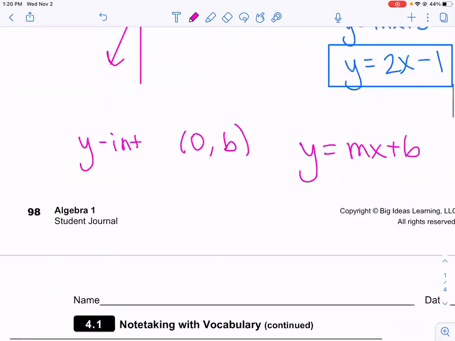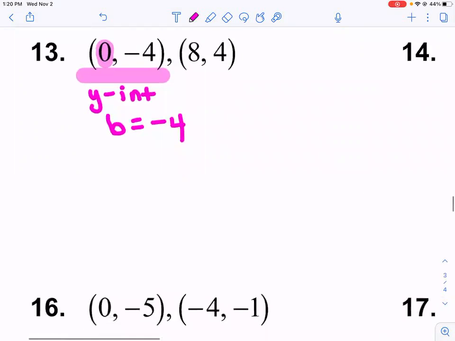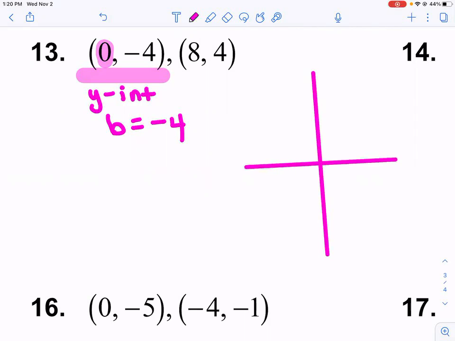Okay. So in number 13, if you have a coordinate whose x is 0, that's giving you your y-intercept. So I could totally graph this, right? I wouldn't have to, but (0, -4) is this guy right here. That is your y-intercept.